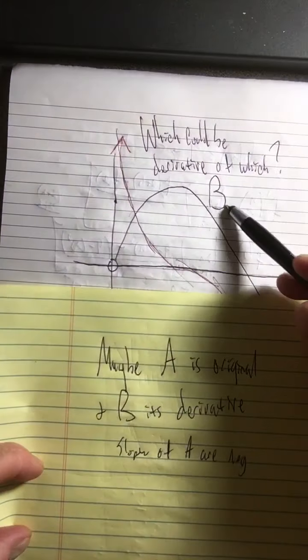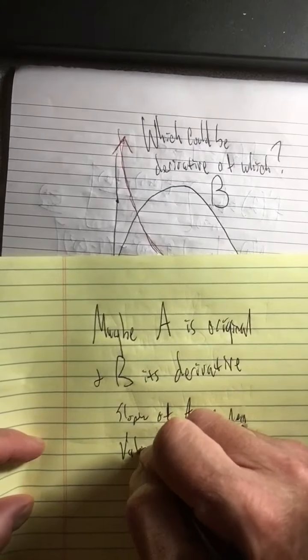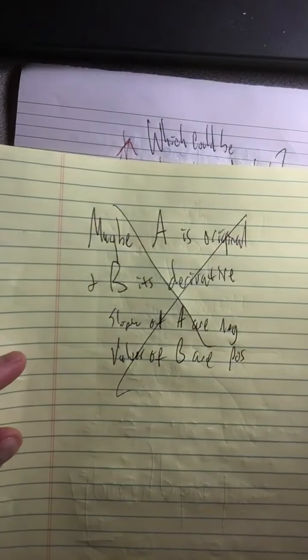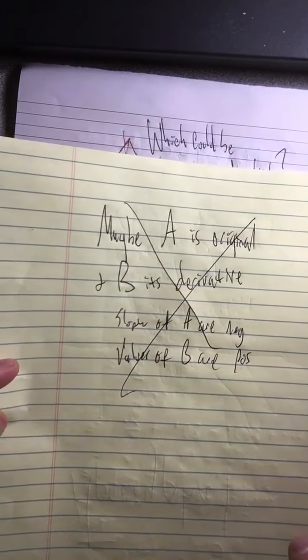Okay, but wait, the values of B, are they negative? No, the values of B are positive. So A is not the original with B as its derivative. Okay, so that was a bad guess.